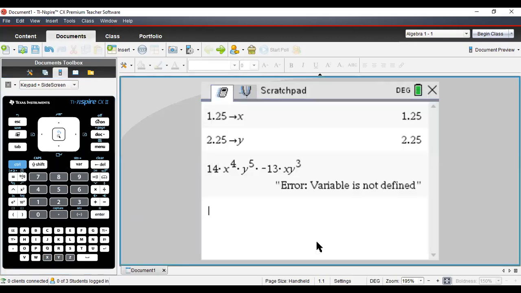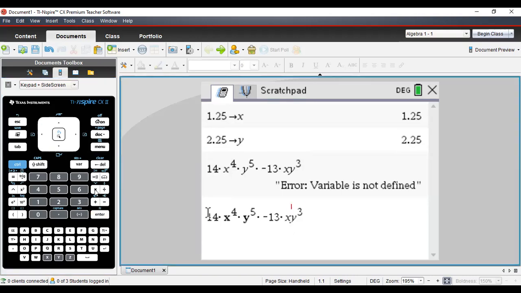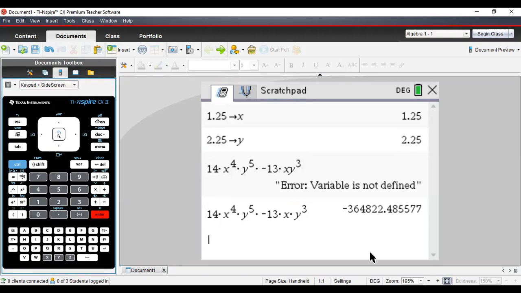Now, the reason that this did not work is right here. The calculator thinks that I created a new variable called XY. That's not what I want. I actually want that to be times, so you have to put a times in there. So just copy it, put a multiplication in between, and then press enter. So I get a negative 364,822 and about 49 cents.